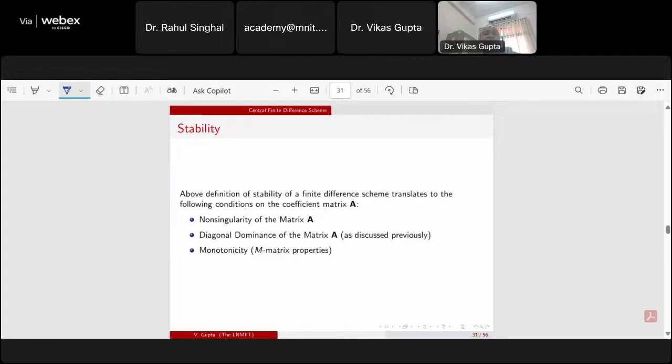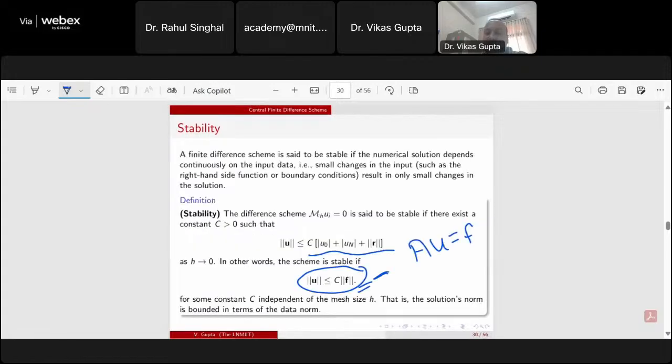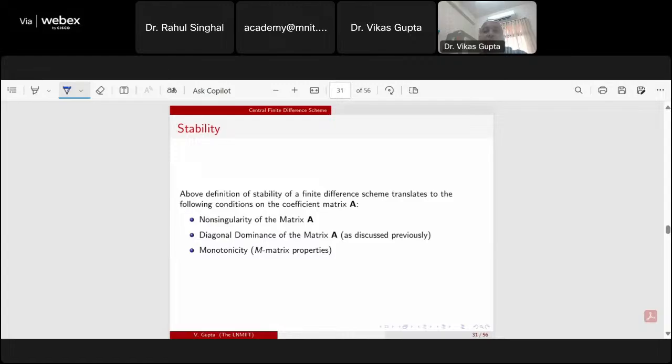So the above definition of stability, which I discussed over here, translates to the following condition on the coefficient matrix A. Matrix A should be non-singular. Matrix A should be diagonally dominant as discussed earlier, or you may say that matrix A should be inverse monotone, that is, matrix A should satisfy the M matrix criterion. If matrix A satisfies the M matrix criterion, then it suffices to show the stability of the constructed finite difference scheme. In that case, diagonal dominance isn't required.